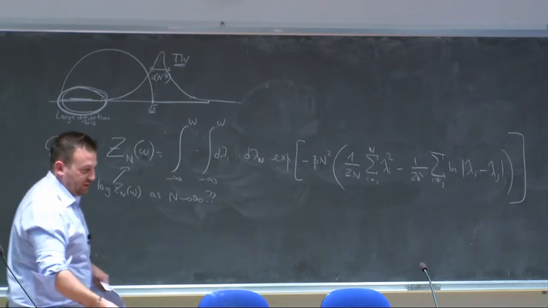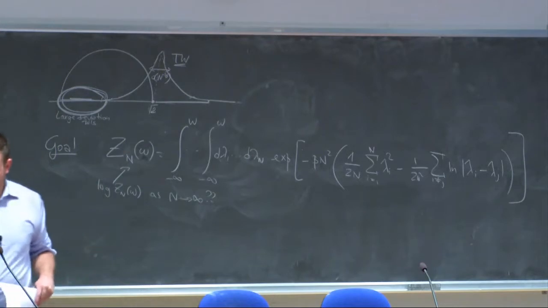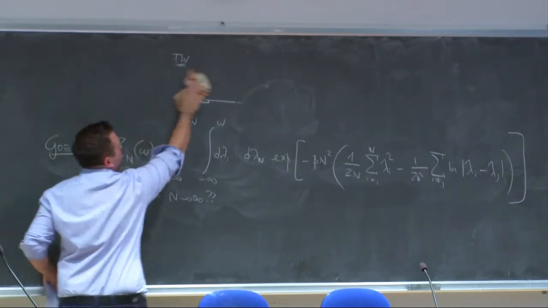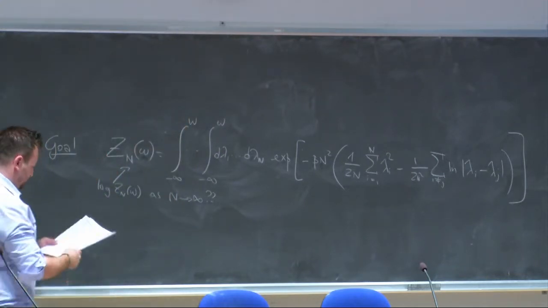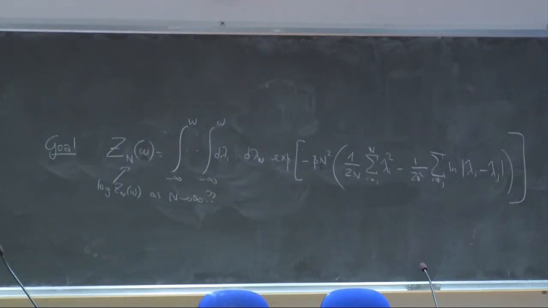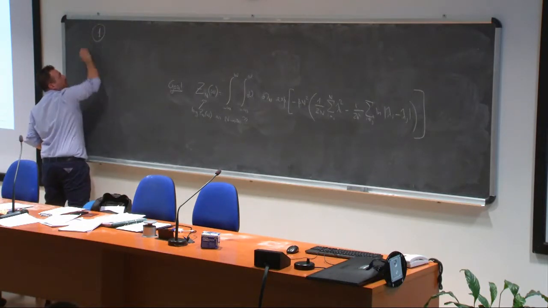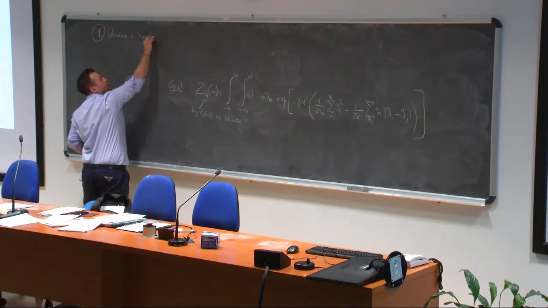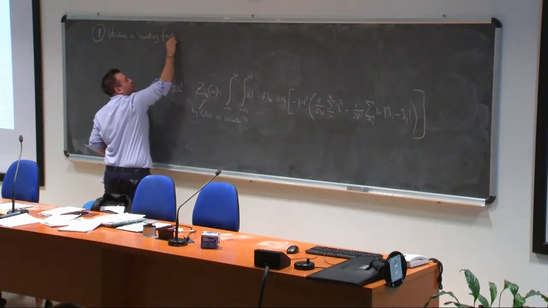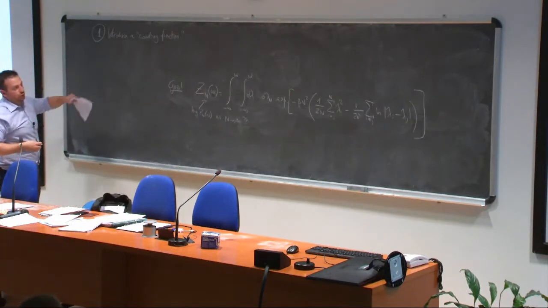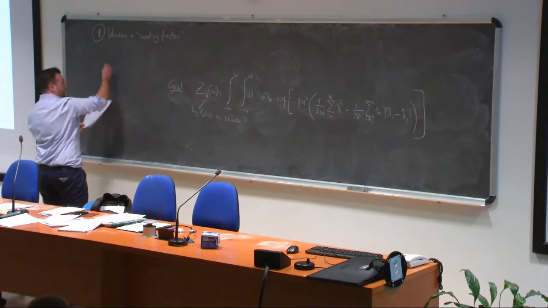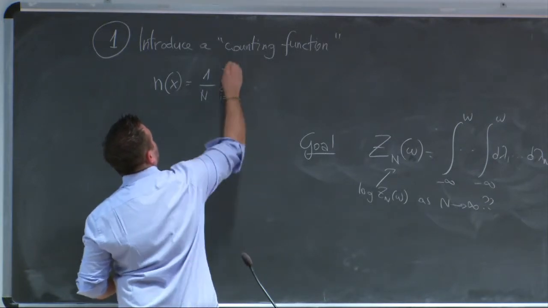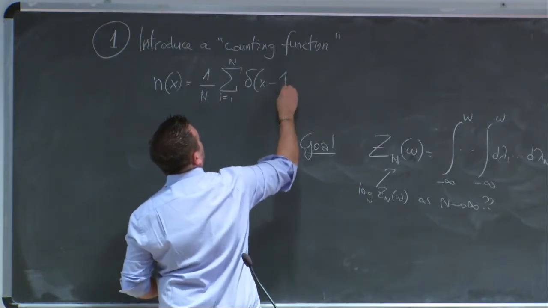Okay, so the Coulomb gas method proceeds through a series of dirty steps that mathematicians don't like. That's why I'm doing that. The first dirty step to carve out the large n behavior of this object is to introduce a counting function. Let me explain what I mean by that. I will just proceed formally, and then let's try to see what this object means. Let's call it n of x, equal to 1 over n, summation i from 1 to n delta of x minus lambda_i.